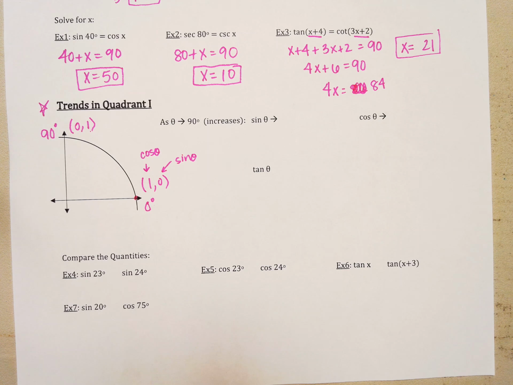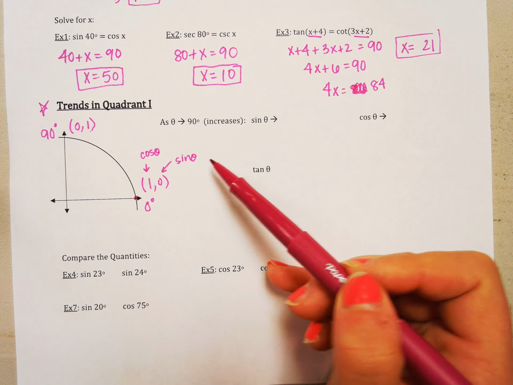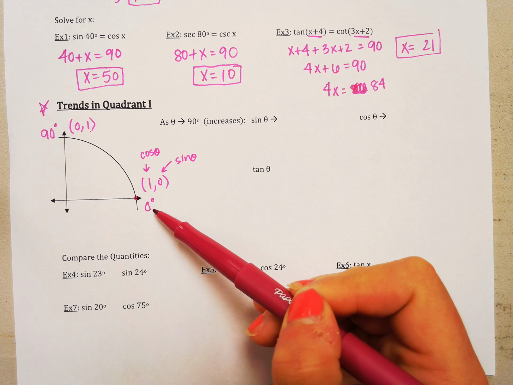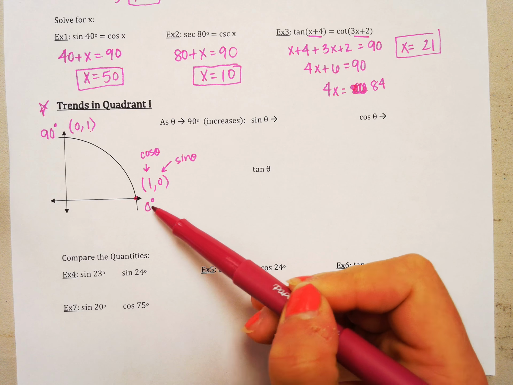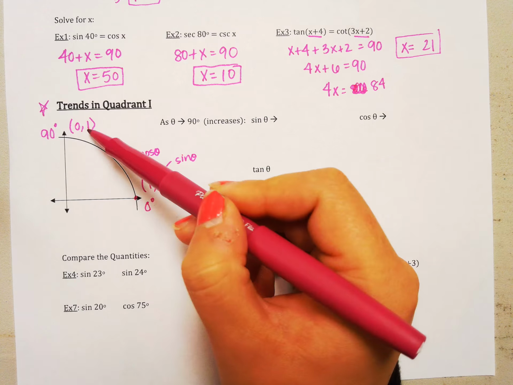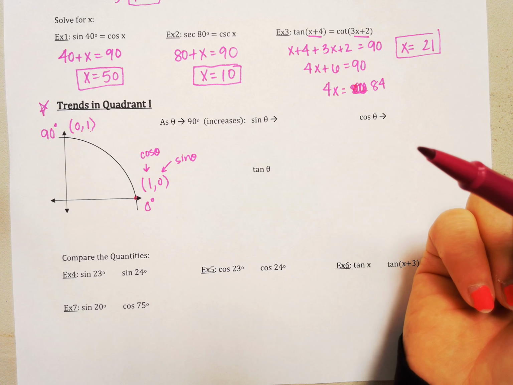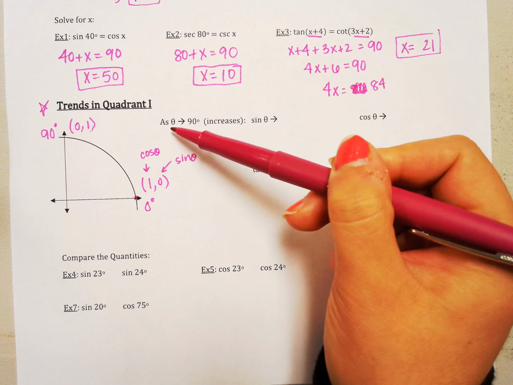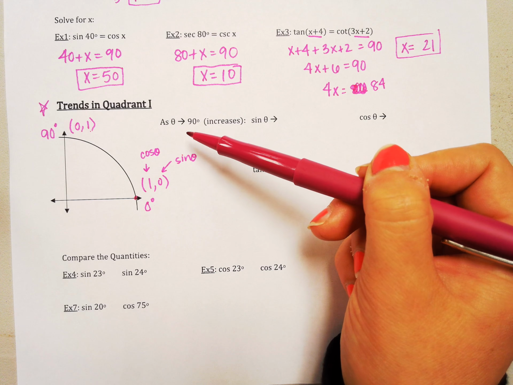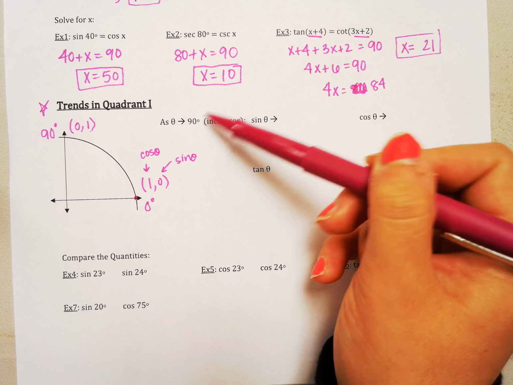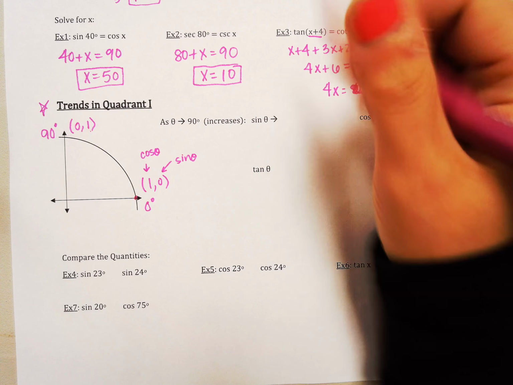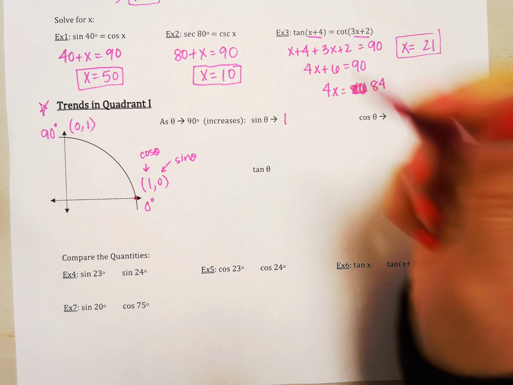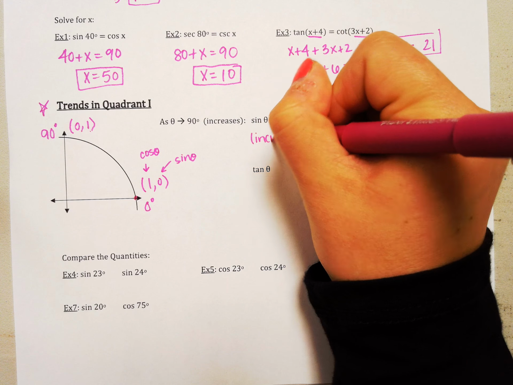So if I'm looking at my sine value in particular, I know that my sine value at 0 degrees is 0, and then it's going to 1. Our sine value at 90 degrees would be 1. So as my theta, my angle, is approaching 90 degrees, as my theta increases, my sine value approaches 1, which also means that it increases.